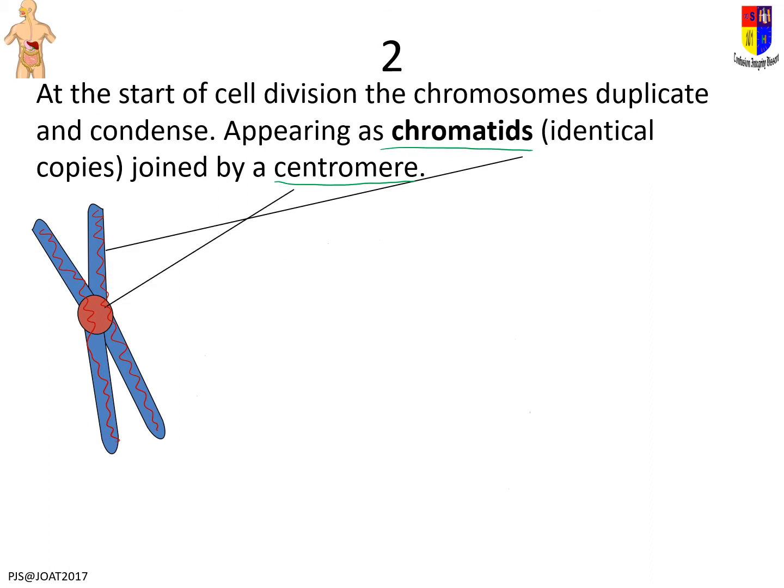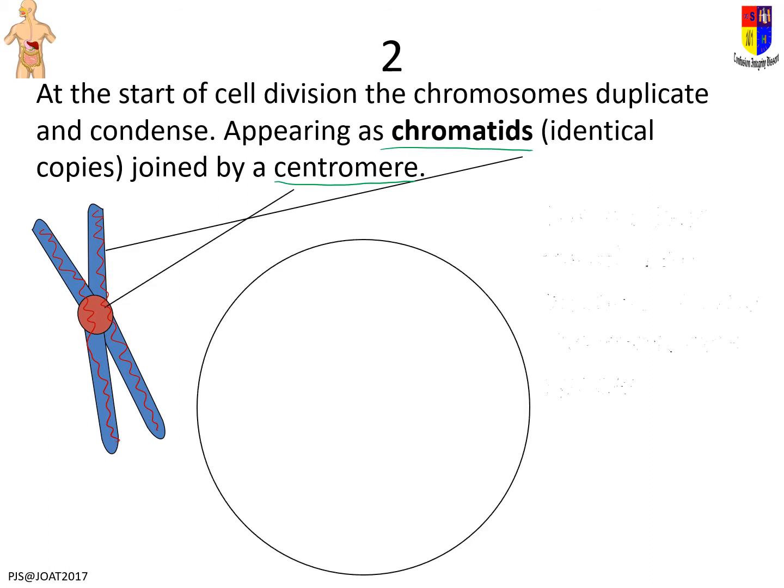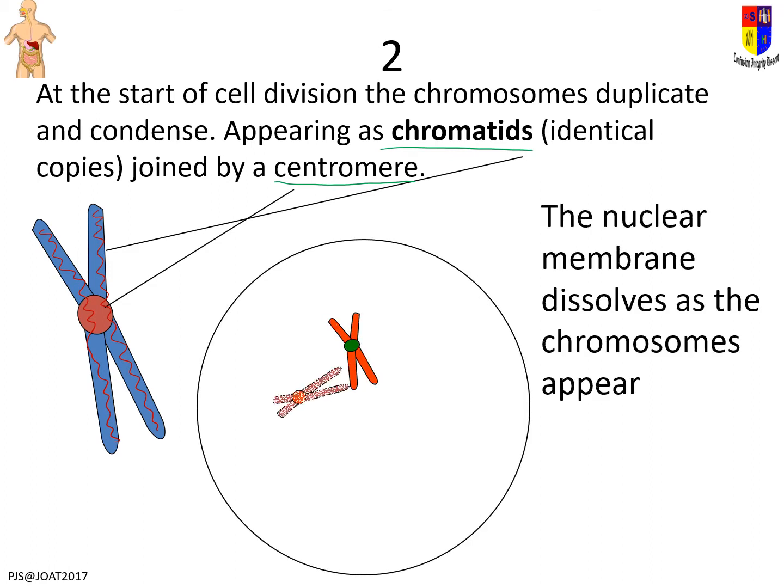So what you now see is the nuclear membrane disappears and the chromosomes have appeared like this. Now, if I tried to draw this out as a human cell, I would have to put 46 chromosomes in there, and that's just way too many. So instead we've just got 6.